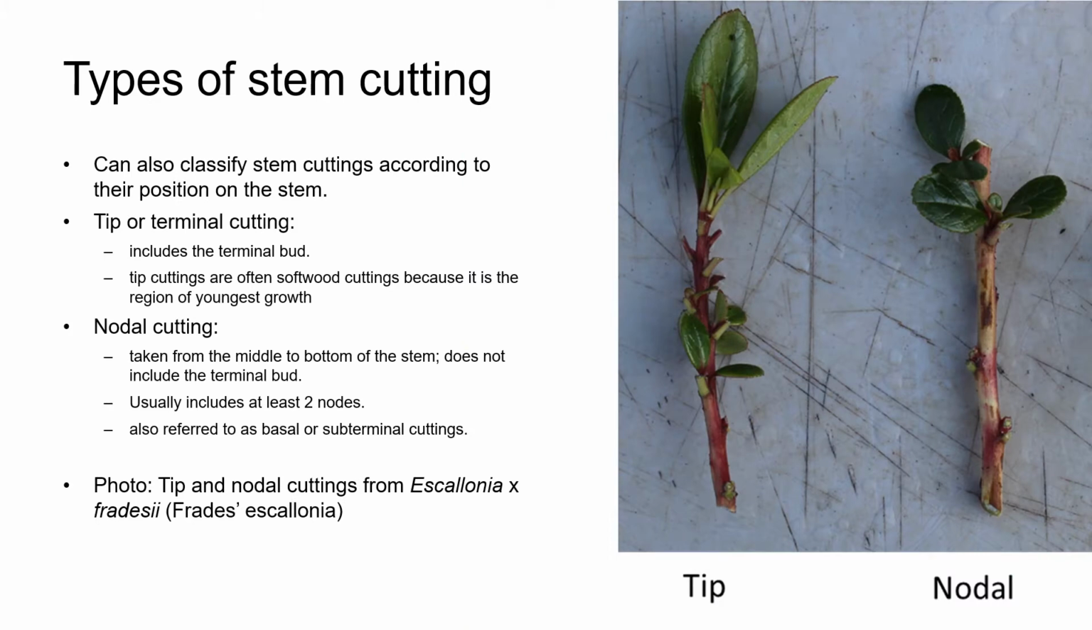Stem cuttings can also be classified as tip or terminal cuttings, or nodal cuttings. Tip or terminal cuttings include the terminal bud, as shown in the photo. Softwood cuttings are often tip cuttings because it's the region of youngest growth on the stem. Nodal cuttings are any stem cuttings that don't include the terminal bud, and are sometimes also referred to as basal or subterminal cuttings.